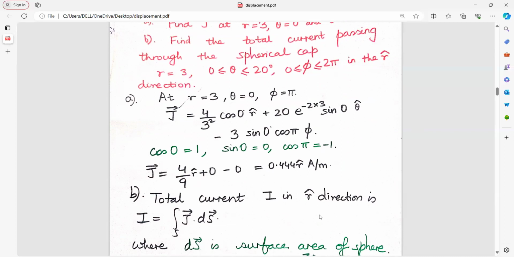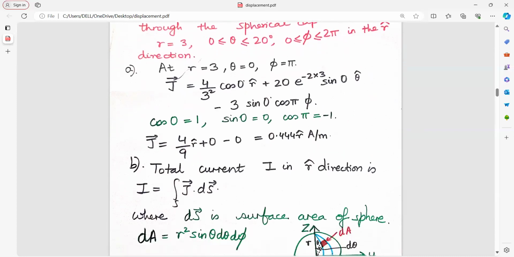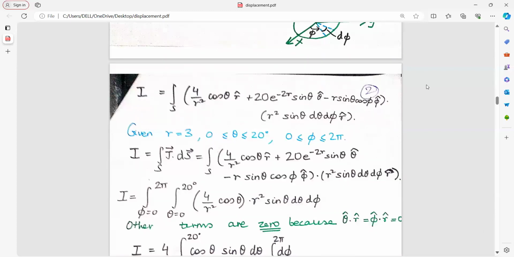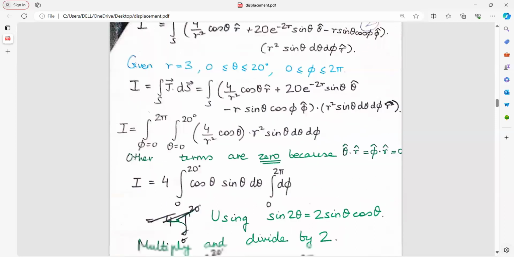Total current I is integral J dot ds. So ds is surface area of a sphere, which is given by r square sine theta d theta d phi. So you put this value here, multiply, limits have been given to you, r equal to 3, theta is 0 to 20 degree, phi is 0 to 2 pi. And when you get phi equal to 0 to 2 pi, theta equal to 0 to 20 degree, other terms here are simply going to become 0, because theta dot r is equal to phi dot r is equal to 0. And then we take the limits.